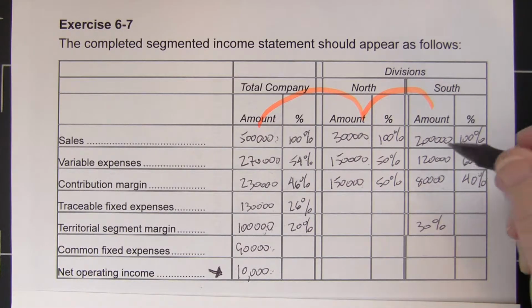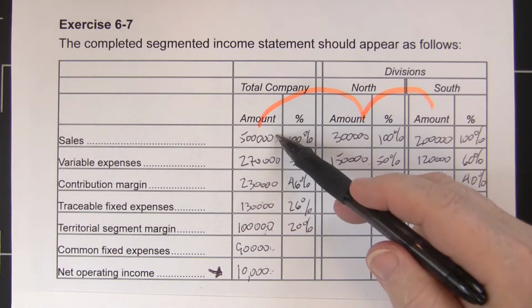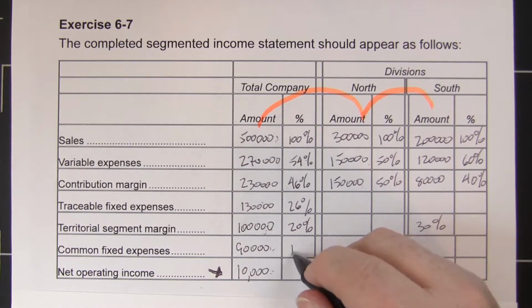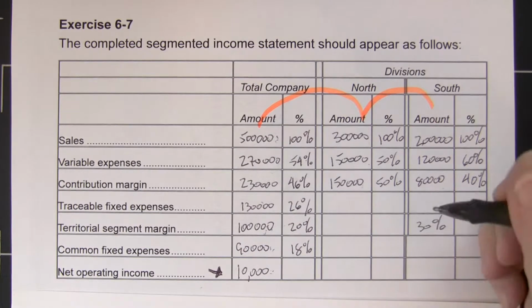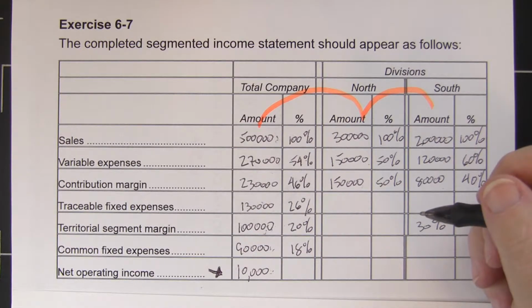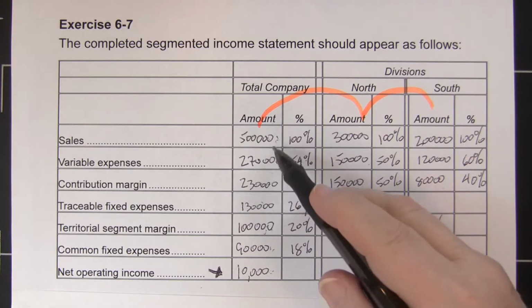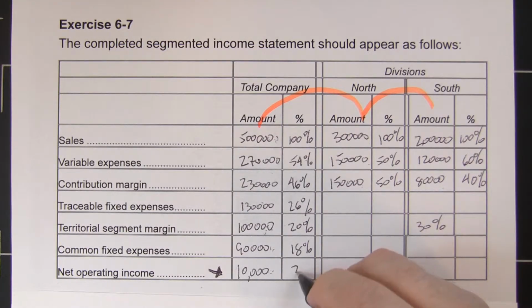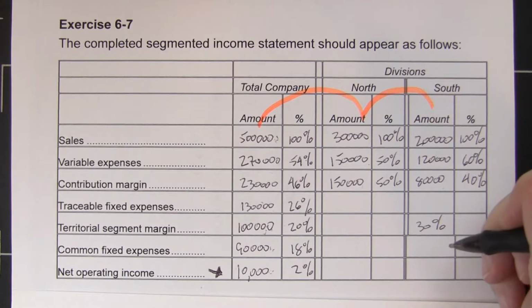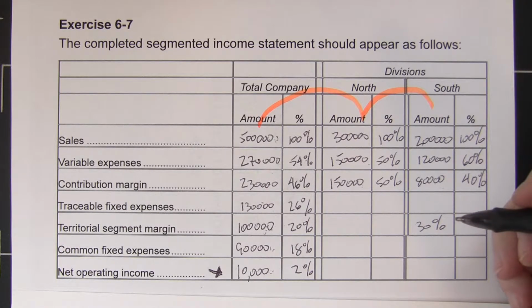Common fixed expenses, 90,000 divided by 500, 18%. And the net operating income for the company, 10,000 divided by 500,000, 2%. Okay, we're pretty much done. Now we've got to just work our way across.